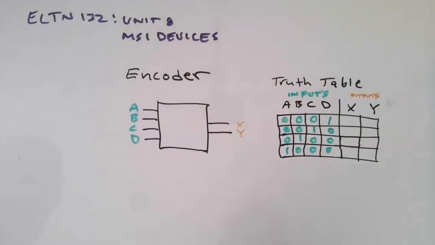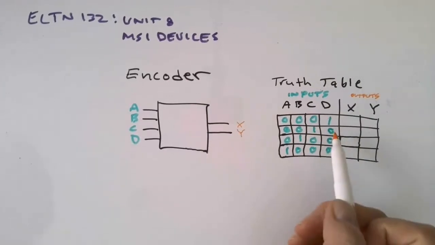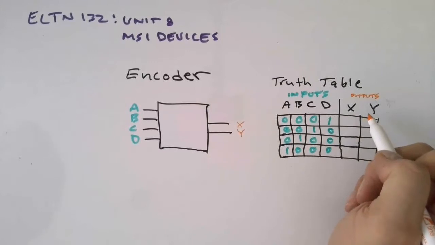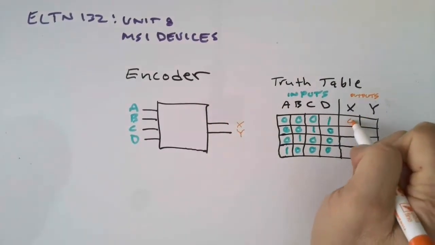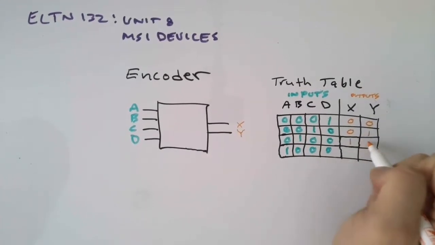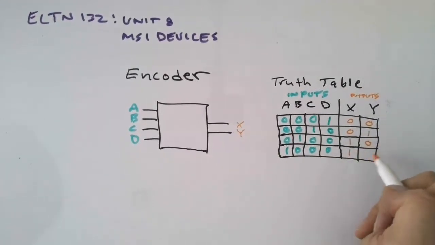Okay, and the outputs then are going to be a binary value that represents which input is on. So for example, in the first case, the outputs would be 0, 0, and then 0, 1, 1, 0, and 1, 1.